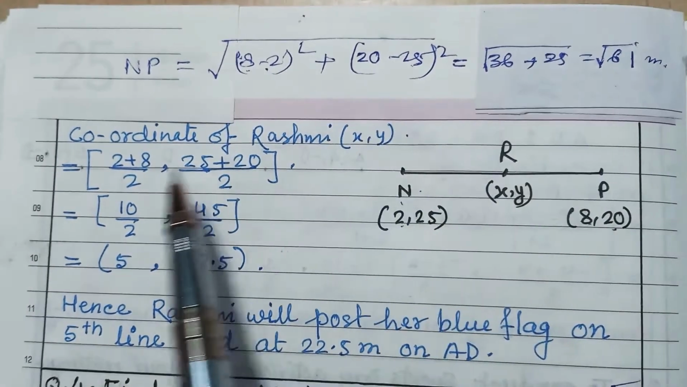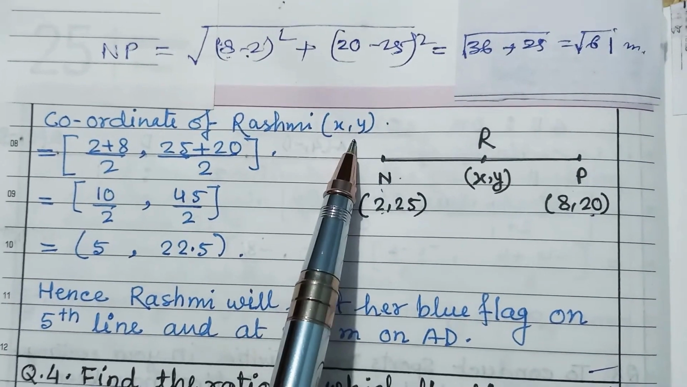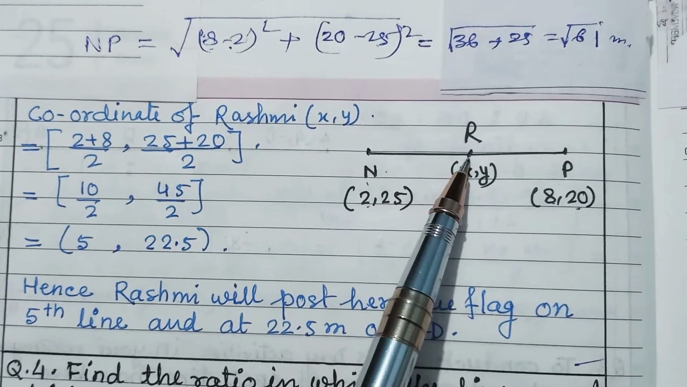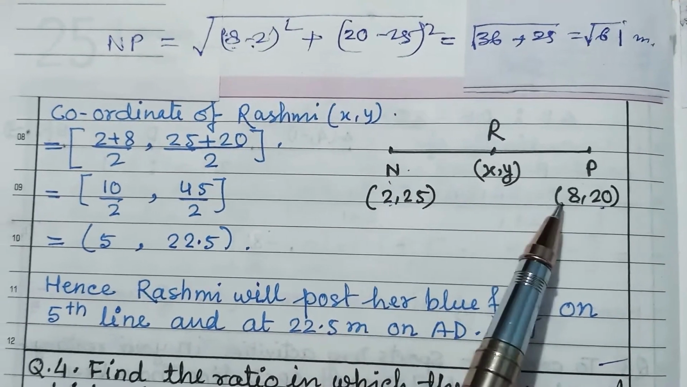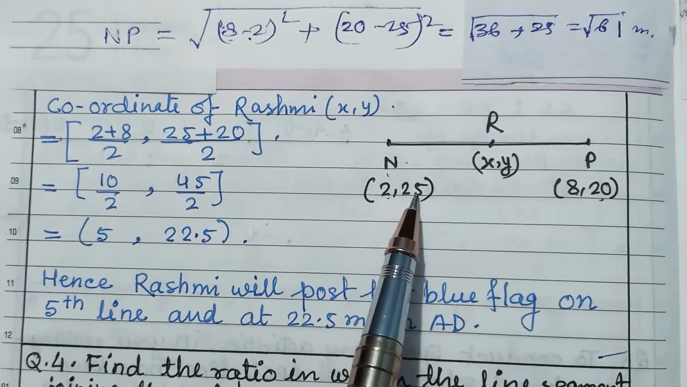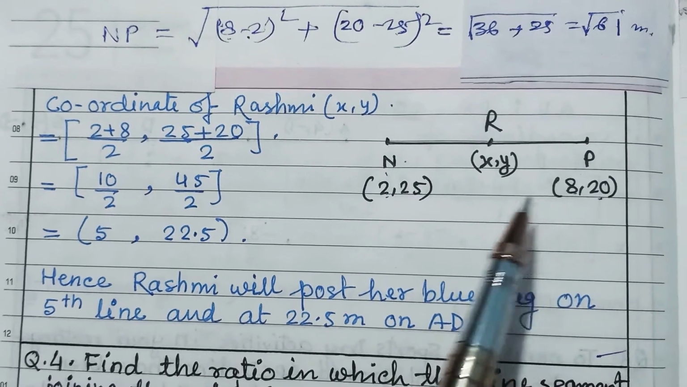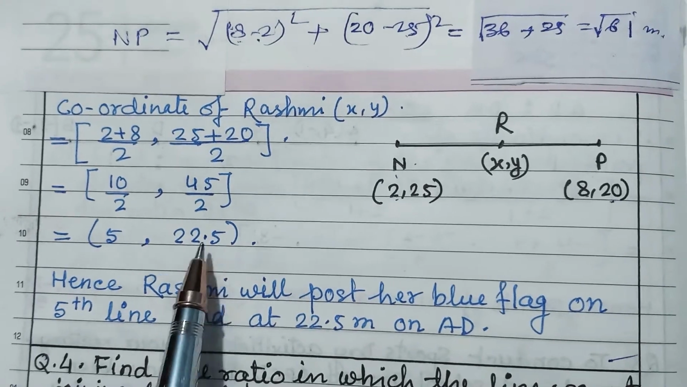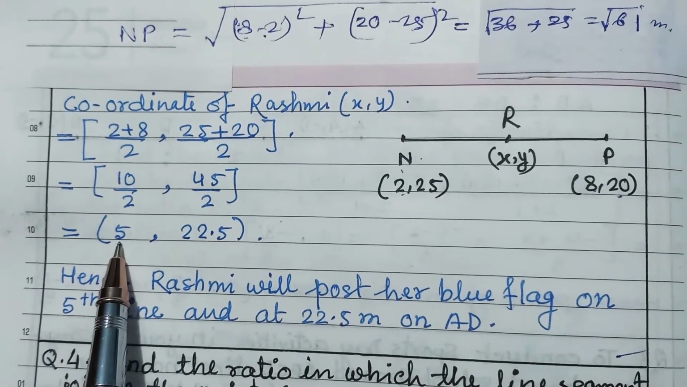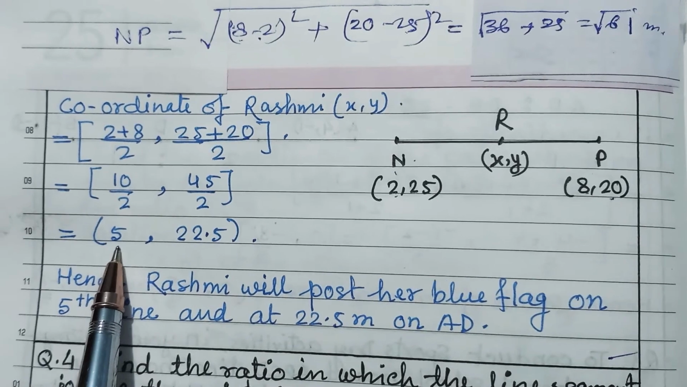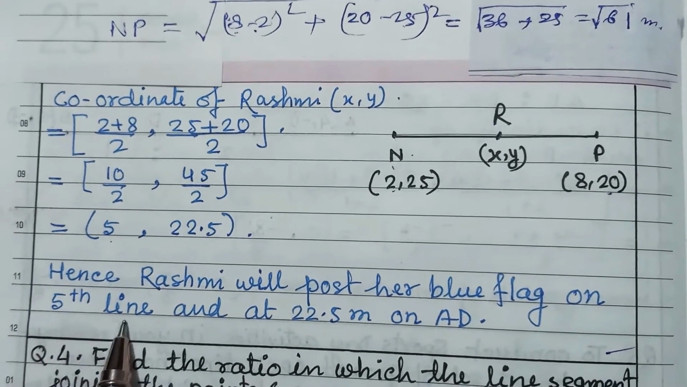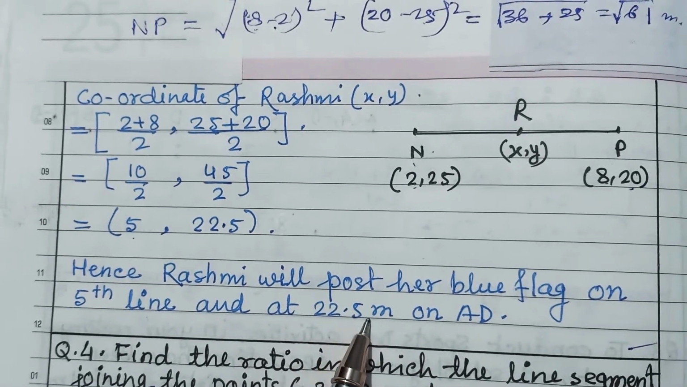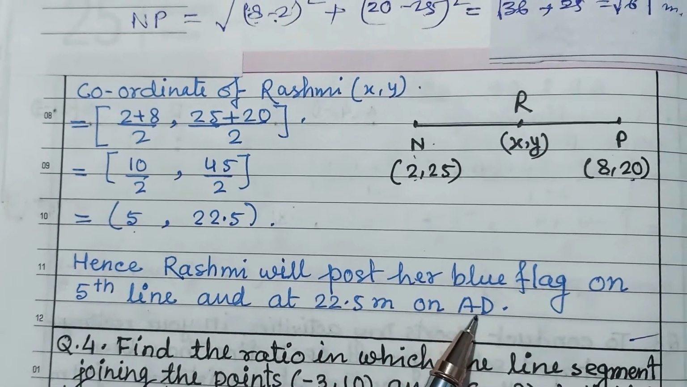Now the coordinate of Rashmi is exactly halfway, in the middle. So by the midpoint formula, it is (2 plus 8) upon 2 and (25 plus 20) upon 2. So this is equal to (5, 22.5). So x coordinate is 5. Rashmi will post her blue flag on the fifth line at a distance of 22.5 meters on side AD.